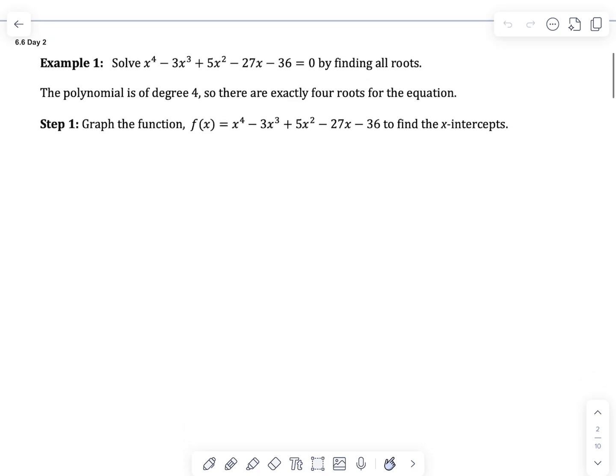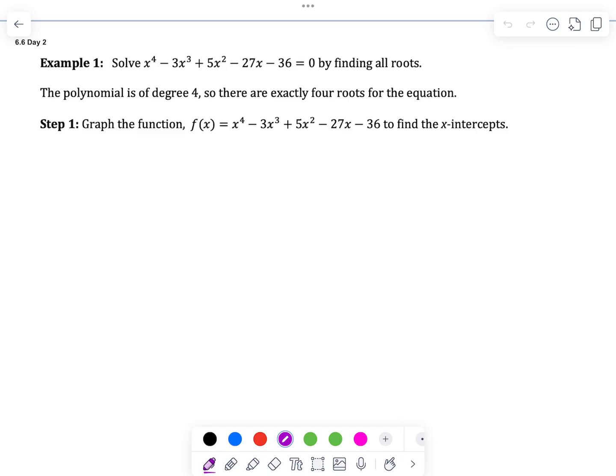So example 1 says we have a polynomial equation. It's a 4th degree polynomial and we want to find all of the roots. So since this degree is 4, there's going to be exactly 4 roots. Now these could be real roots, they could be complex roots. So what we do first is we would want to graph this polynomial with our graphing calculator.